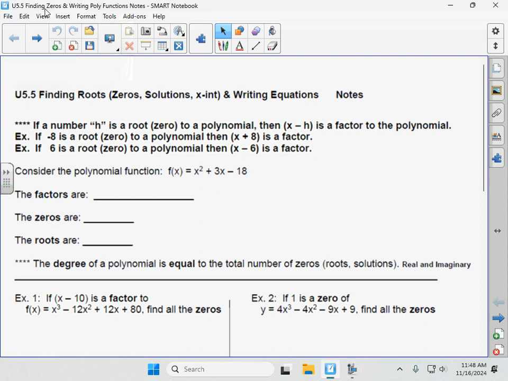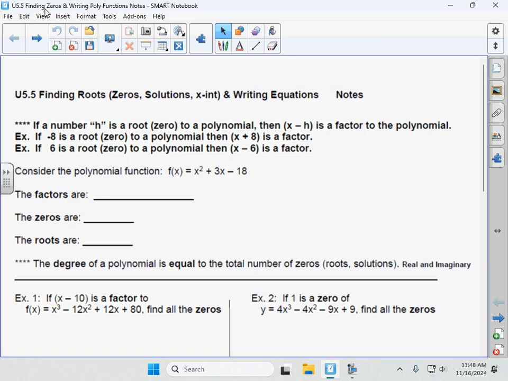All right, Algebra 2, this is Unit 5.5. We're going to find roots, which are the same as zeros, solutions, x-intercepts. So remember all four terms, they all mean basically the same. You're going to factor it and then solve it. This should be the last unit for Unit 5.